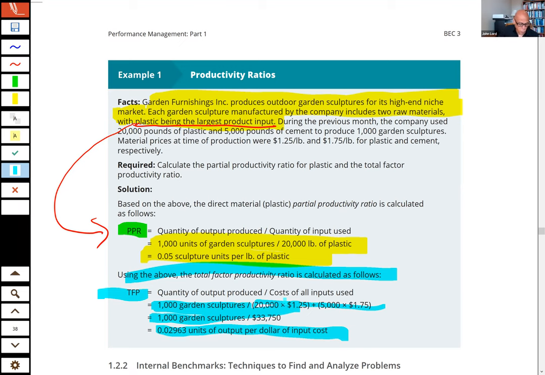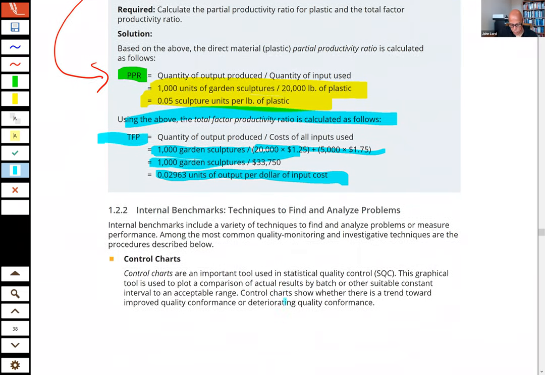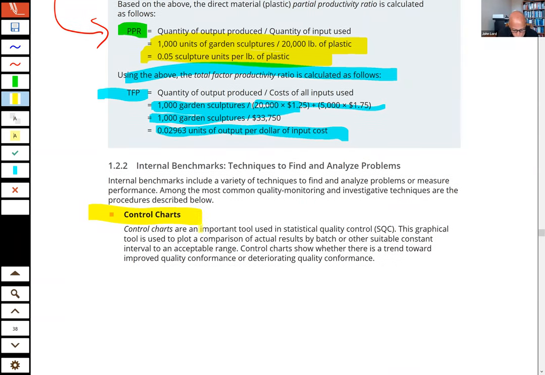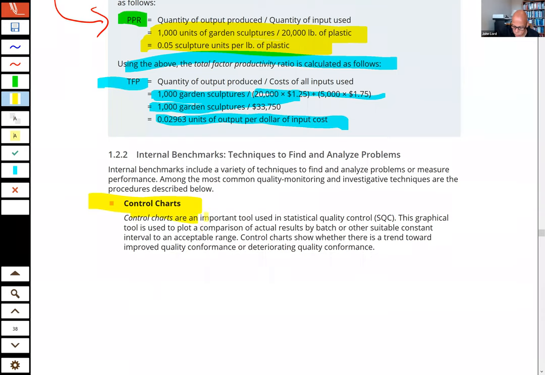Okay, good. Now, when we talk about internal benchmark techniques, and we're going to look at a few of them, one is a control chart. When we look at a control chart, control charts are an important tool used in statistical quality control, SQC. The control chart shows whether there's a trend towards improved quality conformance or deteriorating quality performance or conformance. So go ahead and flashcard that.